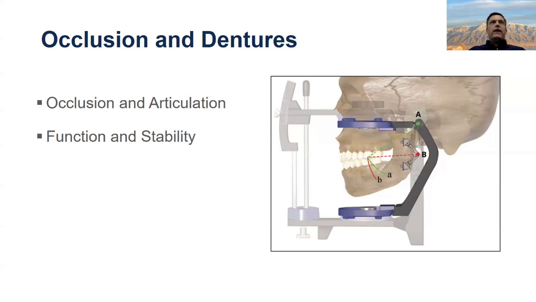But with your advanced knowledge and training in principles of occlusion and articulation, you can often coach your laboratory to get an even better result. Let's start with a couple definitions. We're going to define occlusion as the way that teeth come together in a static position, such as swallowing, and articulation is going to refer to the dynamic tooth relationships while chewing.